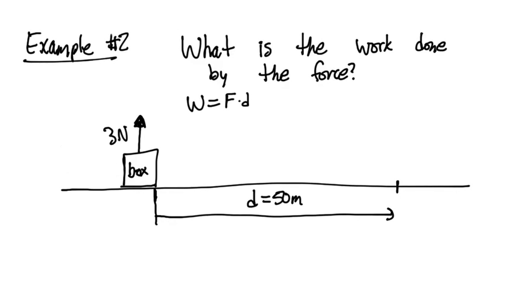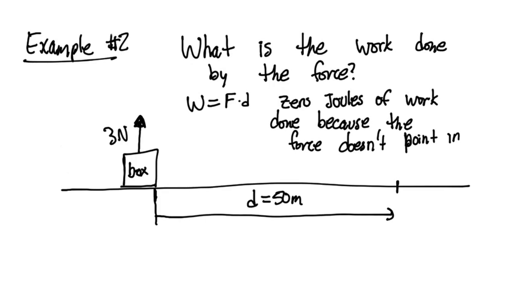So example 2, let's say that a 3 Newton force is pulling upward on a box, but the box moves in a horizontal direction to the right. How much work is done by this force? Well, in this case, because the forces are perpendicular to each other and no part of the force is pointing along the direction that the box is traveling, there's actually 0 joules of work done. I know that sounds a little weird, but that force is not doing any work on the box. There may be other forces that we don't see that are doing work on the box, but in this case, this force is not doing any work on the box.